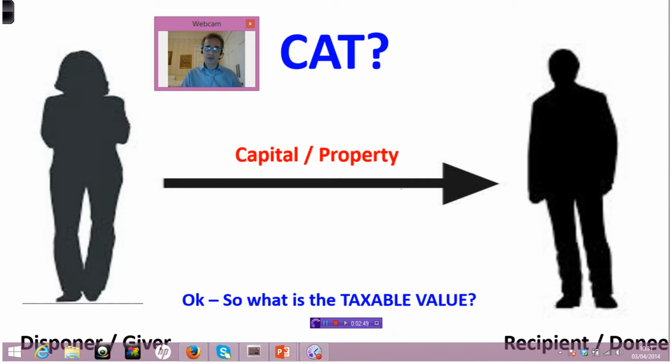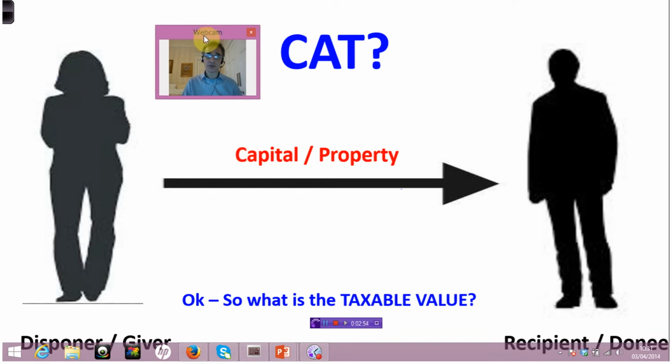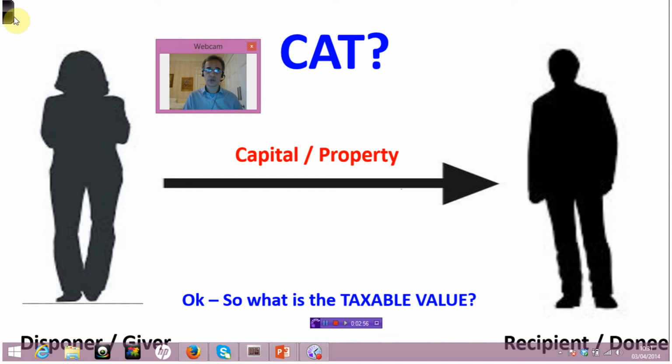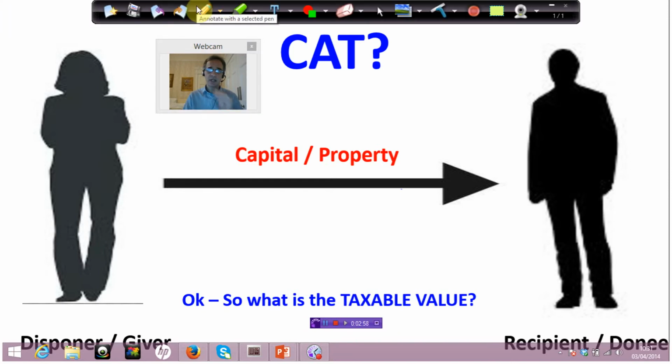I also draw your attention to the fact that the terminology is a little bit unusual. You have on the left-hand side, as I said, the disponer, the giver. You also have the donee on the right-hand side. I think that's something within CAT that on occasion puts students off. It's terminology they're not familiar with, coming up in questions. Not only do they have to answer the questions, they have to decipher the terminology.